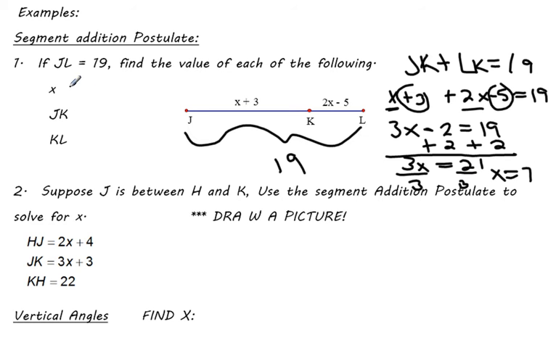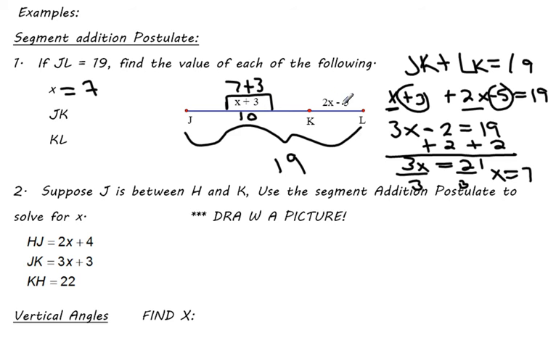So that answers the first part of my problem. Then they ask for the length of JK. And you should be finding this anyway, because that's how you check to make sure that your x was found correctly. So JK was x plus 3. And we said x was 7. So we substitute the x back in. So 7 plus 3 is 10.